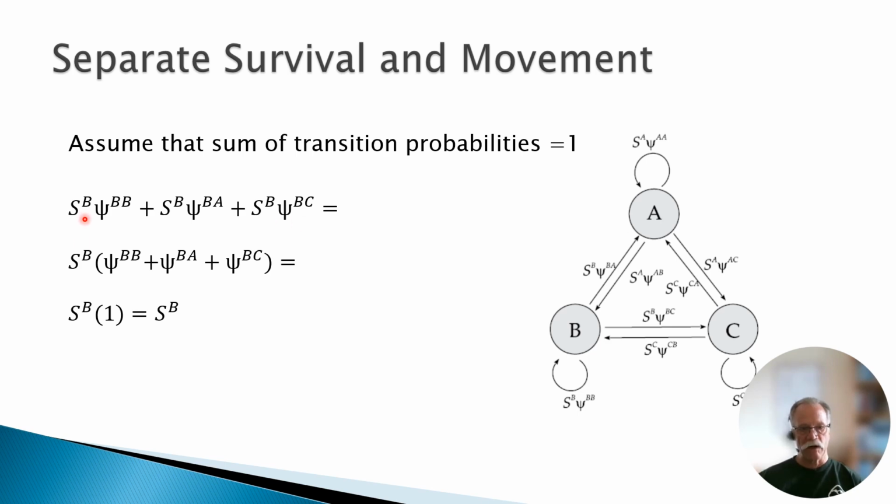So if we just factor out the S, then we can see that this is equivalent to survival times the transition probabilities of all of those movements. And since we've defined that to be equal to 1, the sum of all of these transition and survivals is just going to be equal to the survival for animals in that state B.